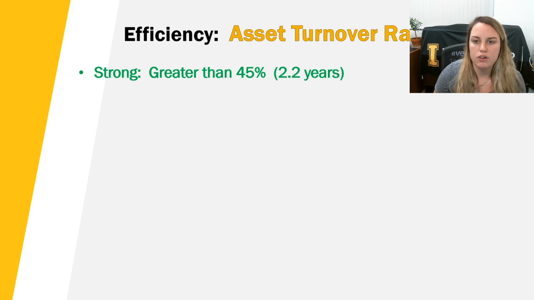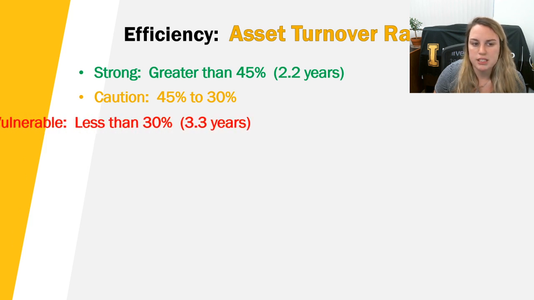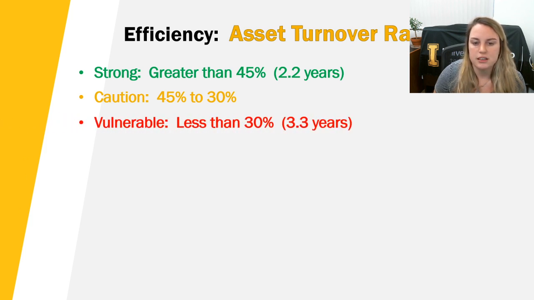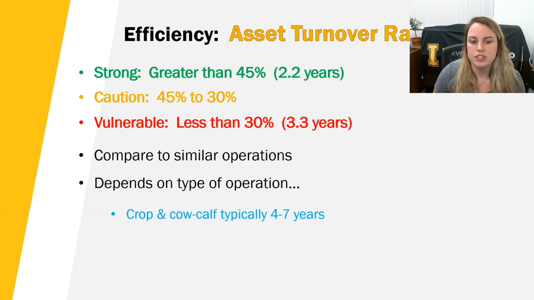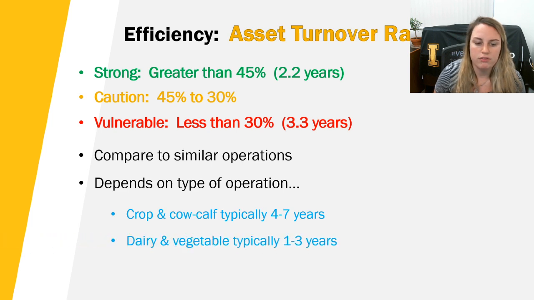For the asset turnover rate, a strong rate would be greater than 45%, which would be about 2.2 years. Caution would be about 45 to 30%, and vulnerable is less than 30%, which is 3.3 years. You compare them to similar operations, but it really does depend on your type of operation. For crop and cow-calf, typically you have an asset turnover of 4 to 5 years.